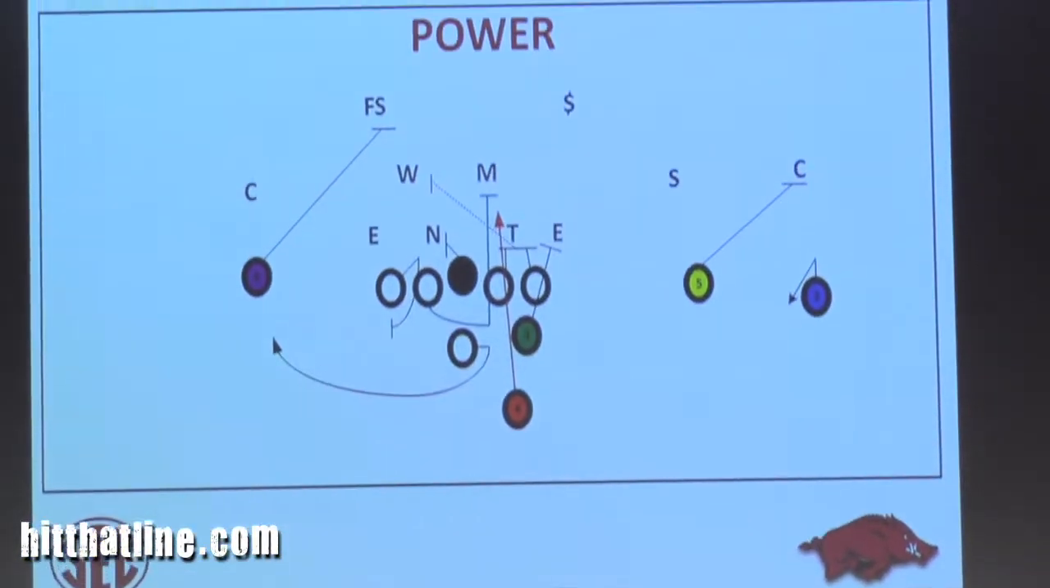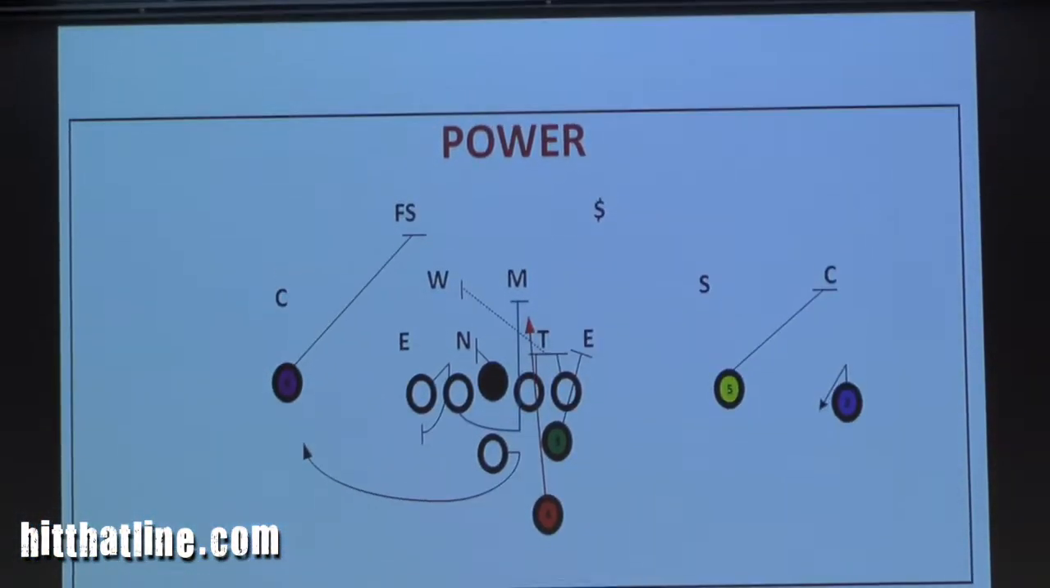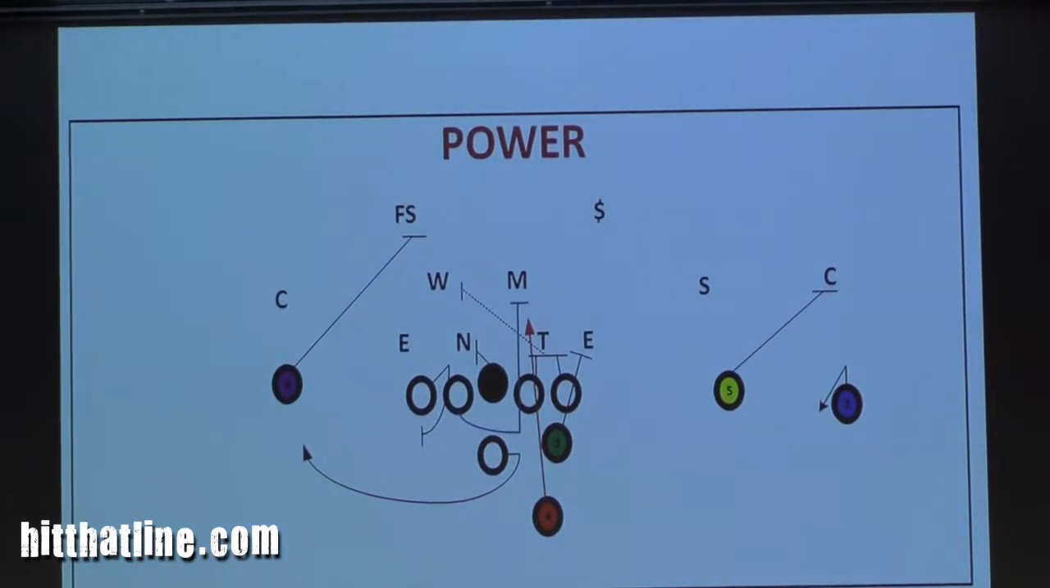Just real quick here in the last couple minutes. Is this it? This and the counter? Is that all we've got left? This is just our base run. Everybody in the country runs a power. Everybody in the country runs a counter. But this is how we would communicate that.